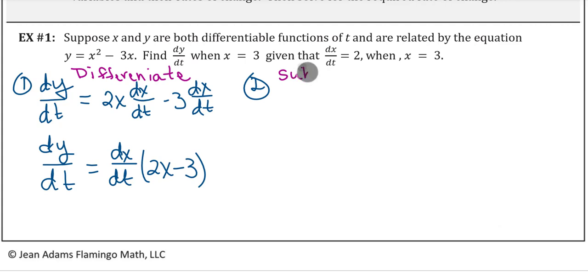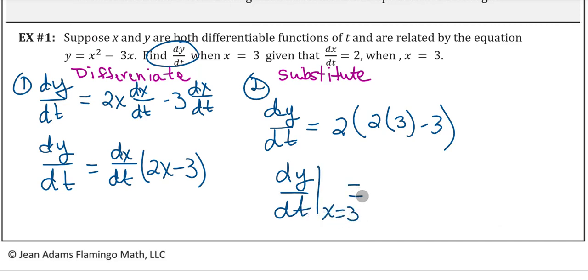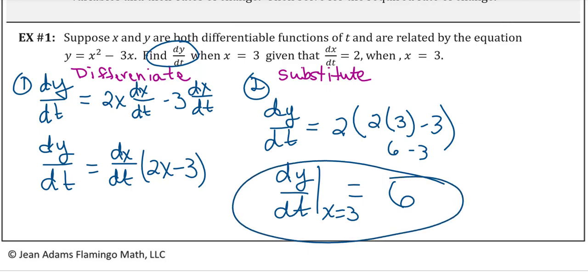Then we're going to substitute everything we know. All right, so what we know is we're trying to find dy/dt, so we're not going to substitute anything in there. That's what we're trying to find. dx/dt we know is 2, and then we have 2 times, and x is 3. Okay? So we finally get that dy/dt at x equal to 3 is, so we're going to have 6 minus 3 times 2, which is 6. And it's positive, so it's growing.